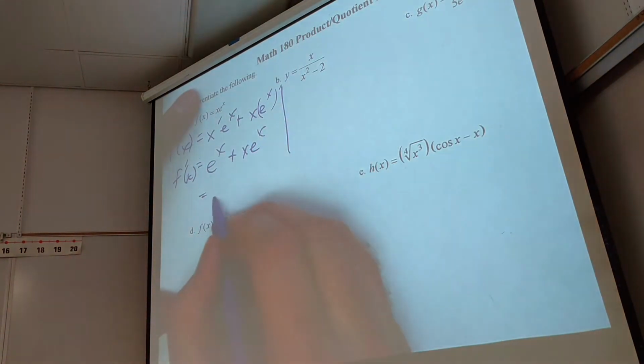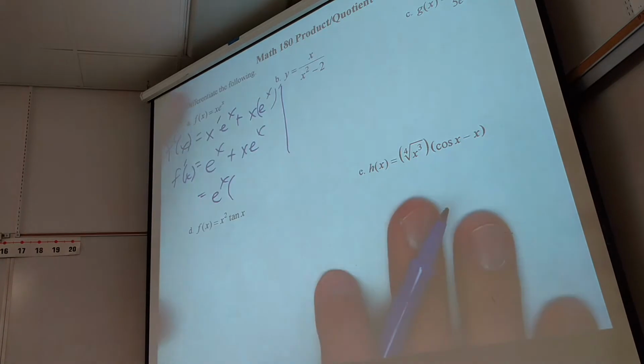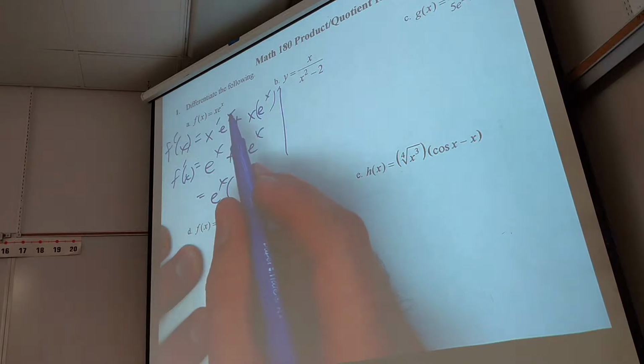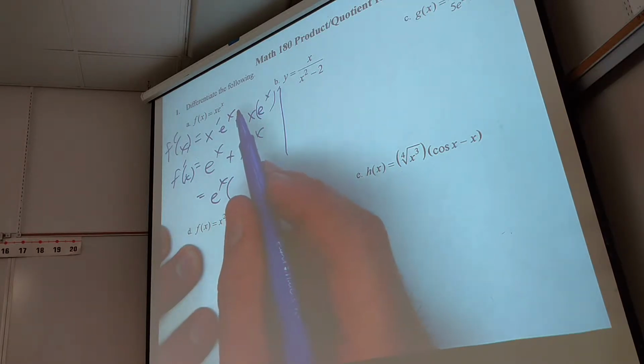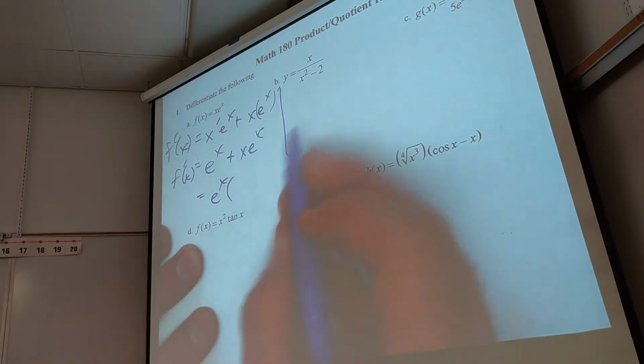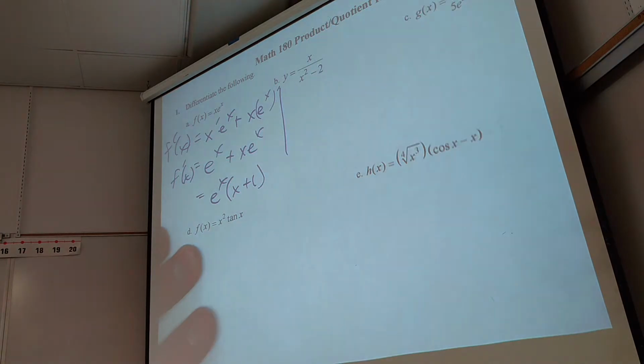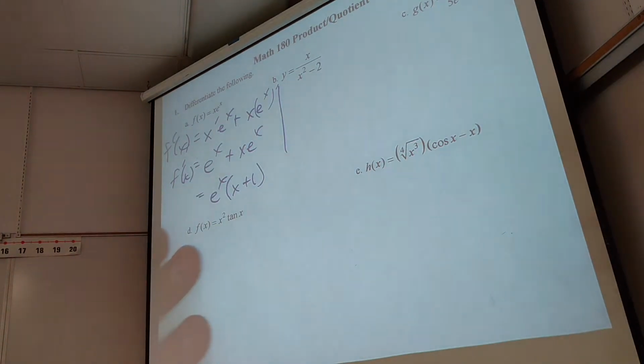Exactly. So if the question was, tell me where this function has horizontal tangent line. What does that mean to have a horizontal tangent line? The slope is 0. So this is the slope, right? And I want to set it equal to 0, so I would like to have it factored, or 1 plus... again. You guys think so?